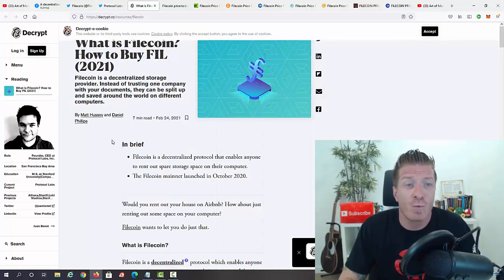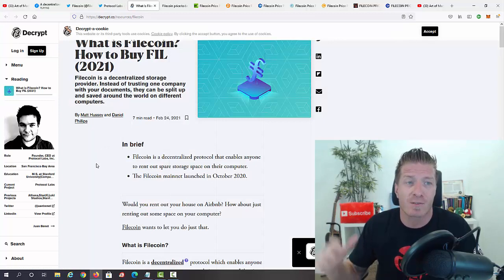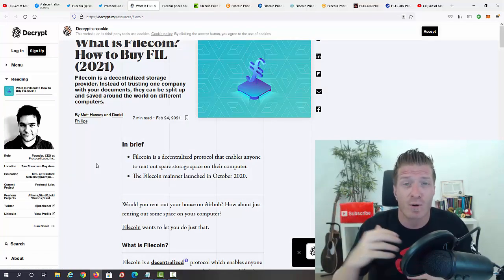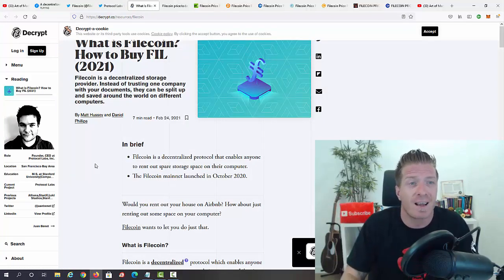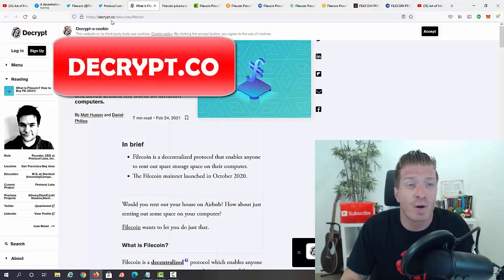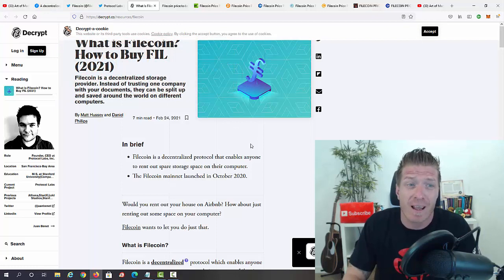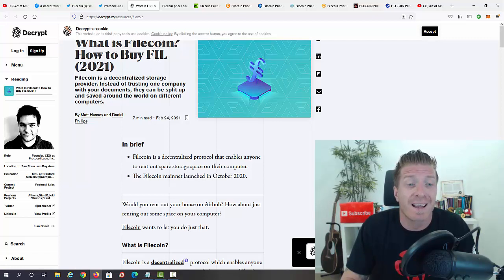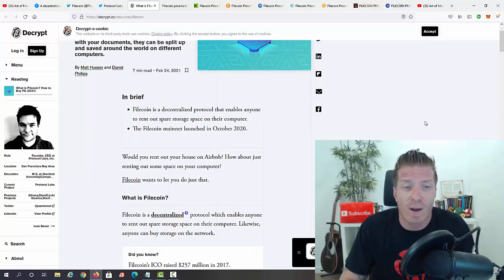And let me actually tell you what Filecoin is, because these websites for cryptocurrencies are normally very technical. I found this article on decrypt.co and it breaks it down in more accessible language. So what is Filecoin? How to buy FIL in 2021. Filecoin is a decentralized storage provider. Instead of trusting one company with your documents, they can be split up and saved around the world on different computers. So a great idea behind it.